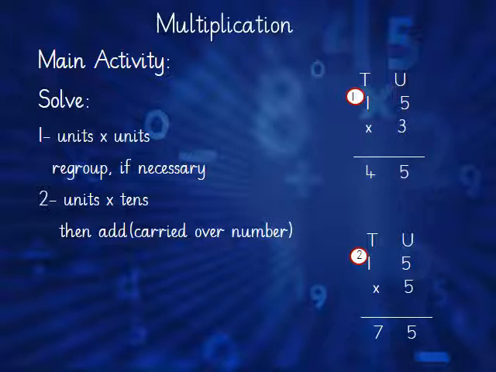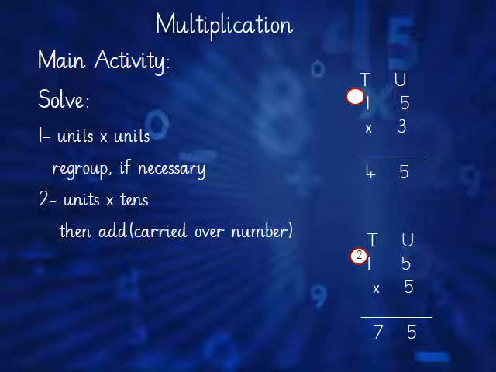How to work out multiplication in the given sums. Look at the given sums, and we need to follow the given steps as well. First step is units multiplied by units, regroup if necessary. And the second step is units multiplied by tens. Let's start with the first sum, 15 multiplied by 3.